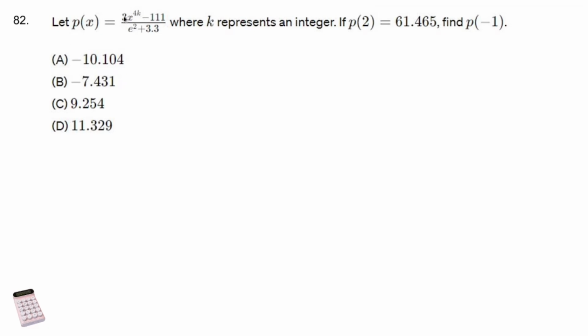This is going to be terrible. Let P of x equal (3x to the 4k minus 111) all over (e squared plus 3.3). K represents an integer.